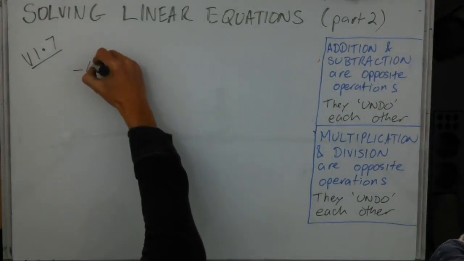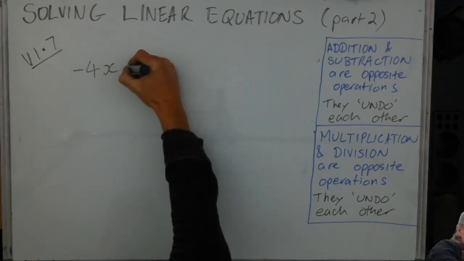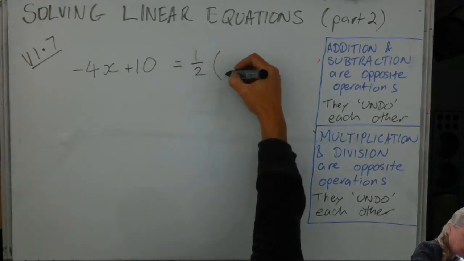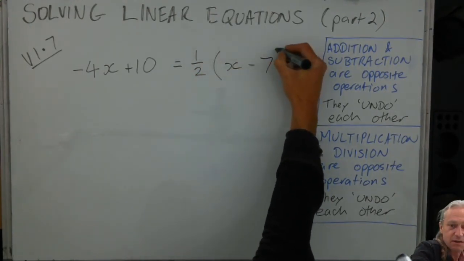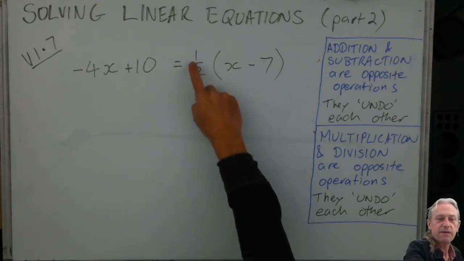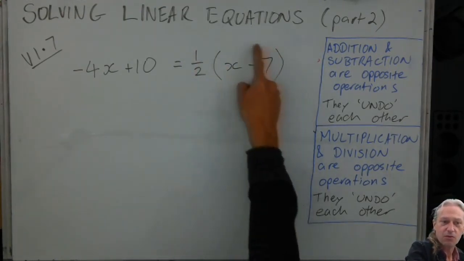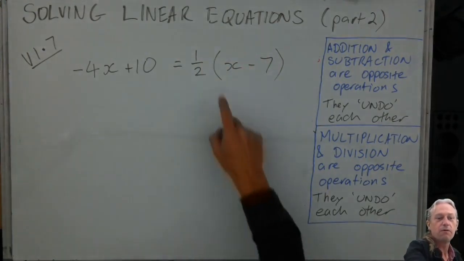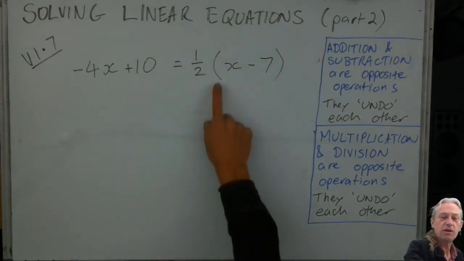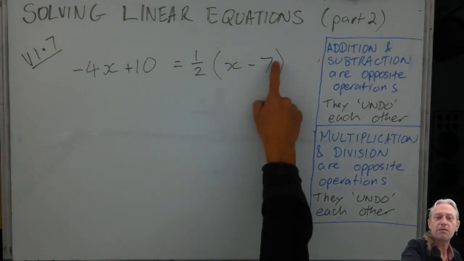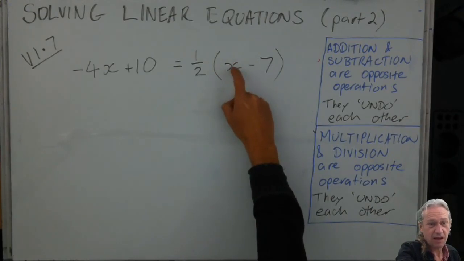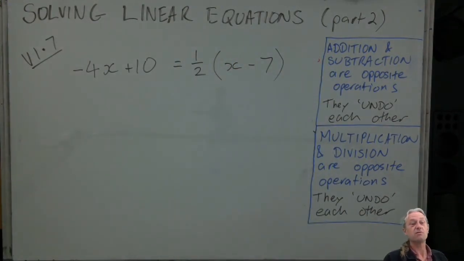Okay, so I've got negative 4x plus 10, and this equals half lots of x take away 7. So we've got a half outside of this whole thing. So really, on this side of the equals, we've got a half multiplied by this whole thing. We could expand the brackets out, but we'd end up with 7 halves over here and half x over here. So we'd have to deal with those fractions.